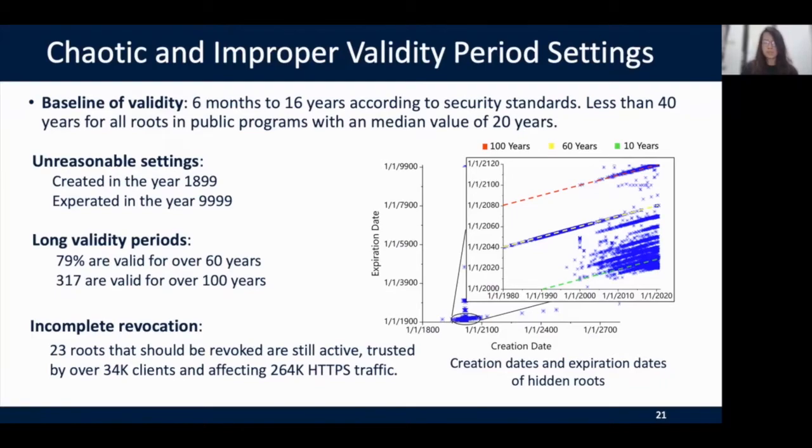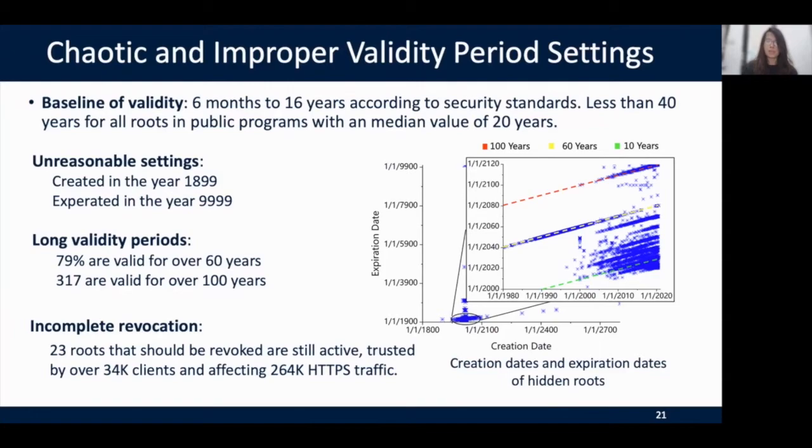We also found that hidden roots behaved quite confusingly on the settings of certificate validity. This figure plots the creation dates and expiration dates of hidden roots. We found dozens of them even have unreasonable settings, for example, expiring in the year 9999. Zooming into the roots created between 1980 and 2020, most of them have a valid period significantly longer than the best practice. Over 79% are valid for 60 years, and over 300 of them even for over 100 years. To compare, roots in public programs are valid for less than 40 years, with a median of 20 years. Therefore, the security risks may last long for clients trusting hidden roots.